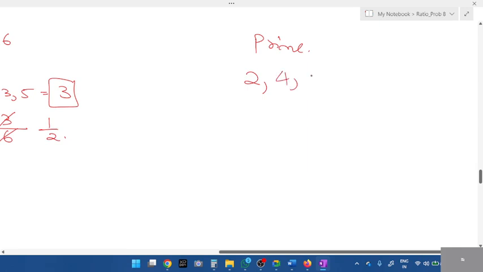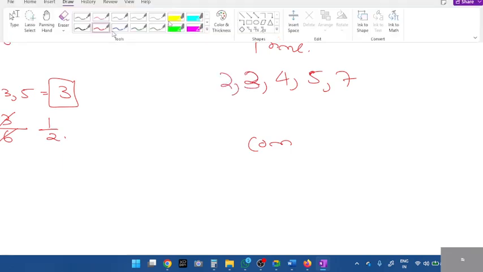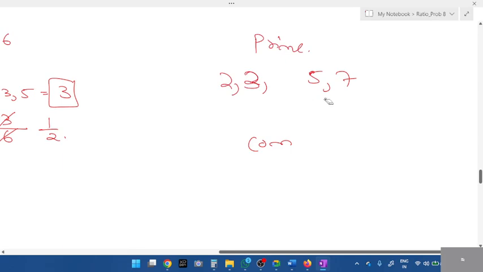2, 3, 5, 7. These are prime numbers. Even 3 is a prime number. 4 is not a prime. 2, 3, 5, 7 are prime numbers. 2, 3, 5, 7, 11. Composite numbers. Okay, if I explain prime numbers, you'll have an idea about composite.